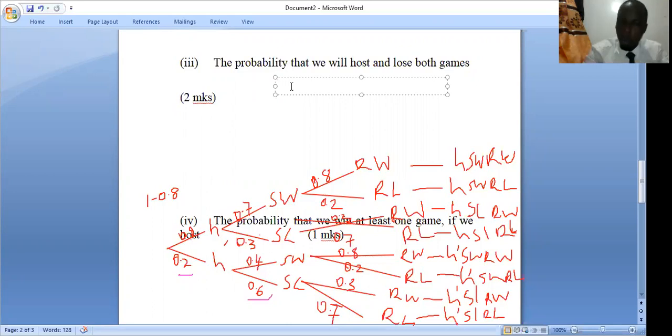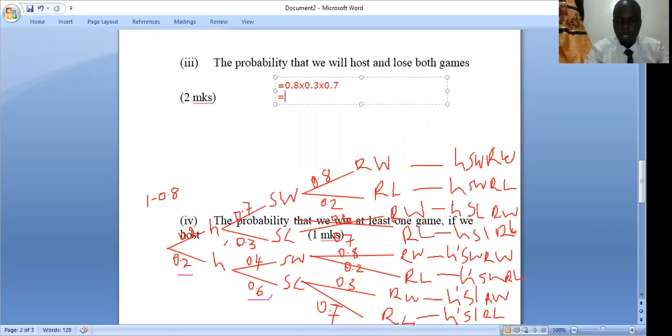The probability that we will host, we are hosting, 0.8. But we lose both games. That one, we just use this one here, where we have 0.8 times 0.3 times 0.7, because the probability of hosting is 0.8. Yeah, winning soccer is 0.7. So it means if you lose soccer, you must lose soccer whilst you lose both games: 0.3 times 0.7 losing in rugby.